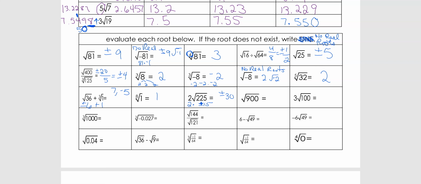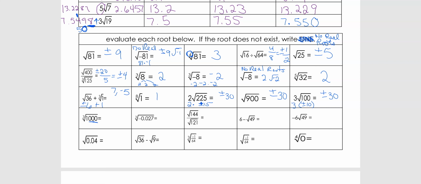And so again, remember plus or minus. Plus or minus 30. 3 times the square root of 100. Okay, so 3 times the square root of 100 is plus or minus 10. All right, so again, our answer for the third time in a row is plus or minus 30. That was not meant to be a trick. It just happens sometimes.